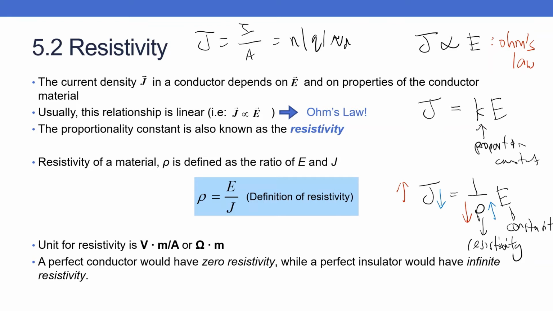If we rewrite this in a more popular form, you will get rho equals E over J. So this is the definition of resistivity, and we get this from this proportionality constant. So rho equals E over J. The unit for resistivity is volt meter over ampere, or ohm meter. A perfect conductor would have zero resistivity, while a perfect insulator would have infinite resistivity.